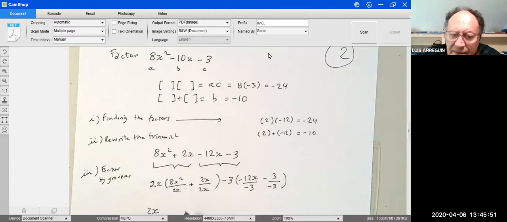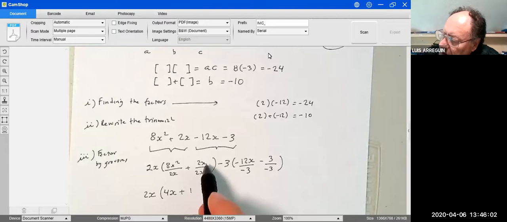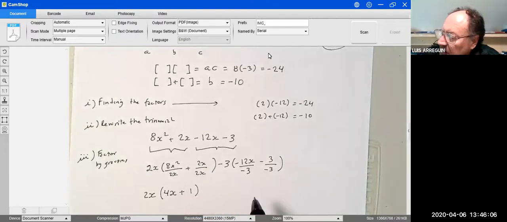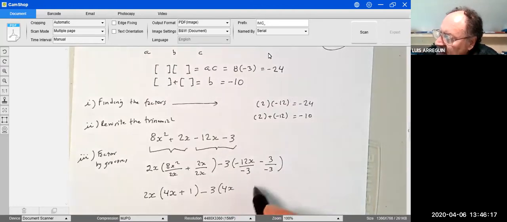We have 2x, then a divided by 2 is going to be 4, x squared divided by x is going to be just x, and 2x over 2x is just 1. Anytime that you have the same numerator and the same denominator, then you just get 1. Minus 3, negative over negative is going to be positive. 12 divided by 3 is going to be 4. x over 1 is just x. And again, negative 3 over negative 3 is just 1.